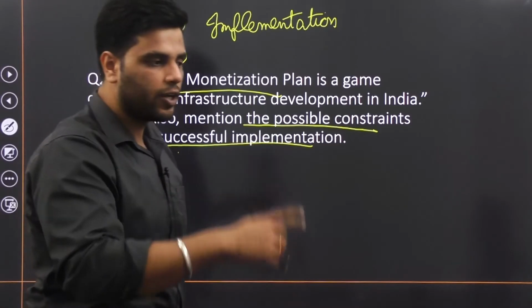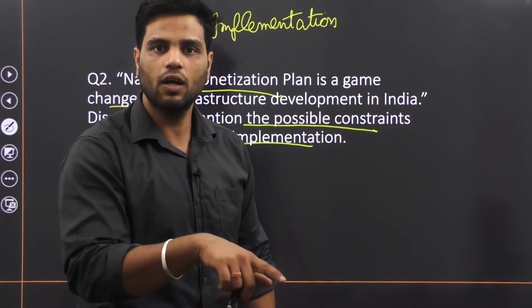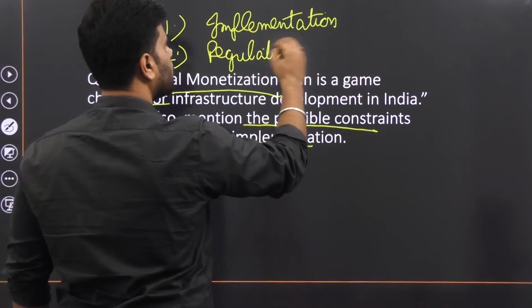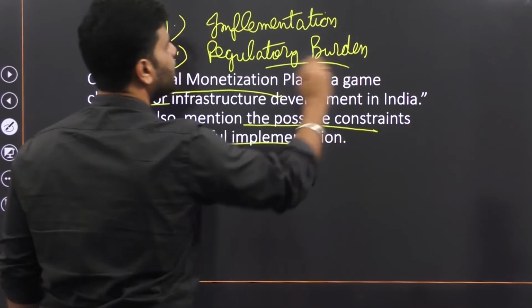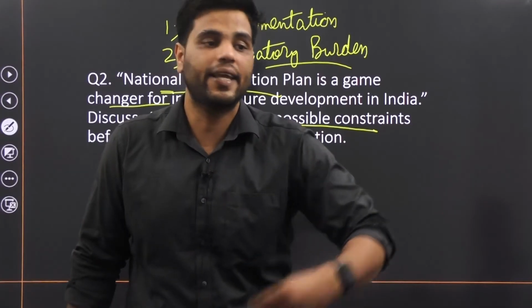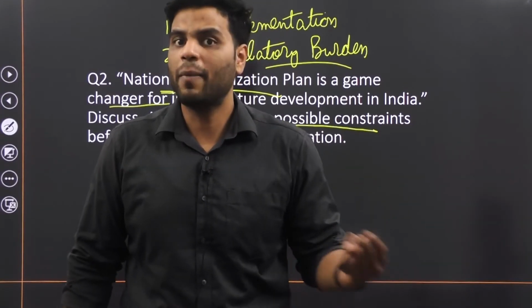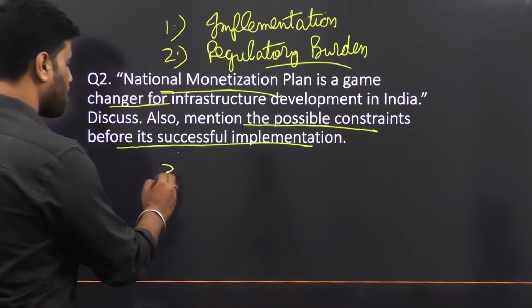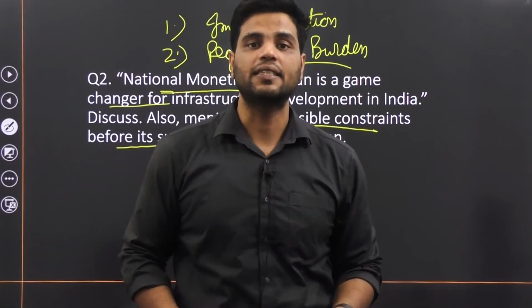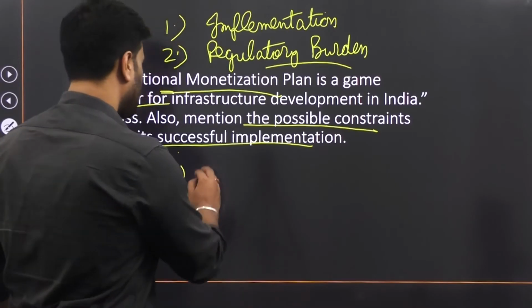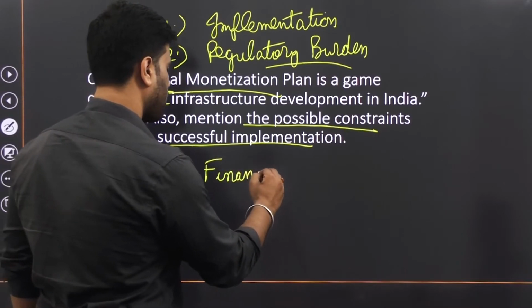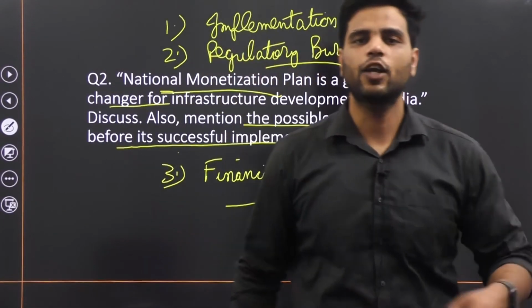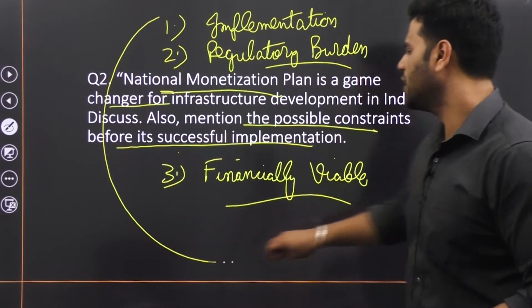Then these private players who are going to run these infrastructure idle facilities, well, they do face regulatory burden. And this regulatory burden might discourage them from taking over these infrastructure assets. So government might not excite these private players to take over these idle infrastructure assets. So this can be a possible constraint. Then some of these projects, some of these brownfield assets might not be financially viable for private players. So they might lose interest in taking over these assets. So these are some of the possible constraints, right?